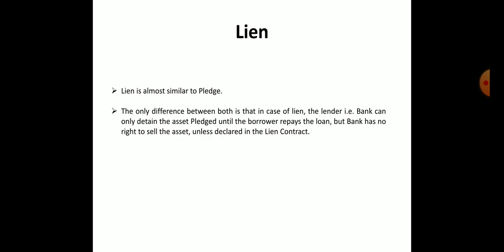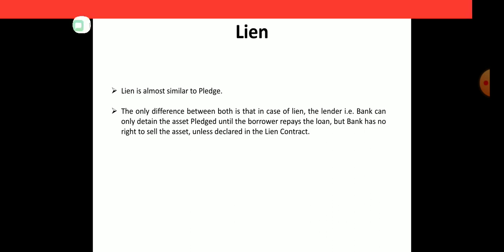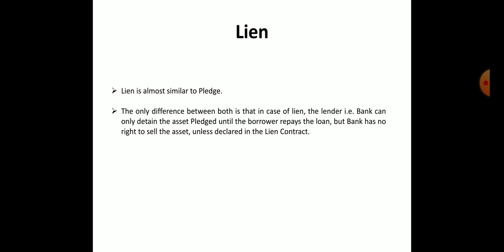Next is lien. Again, that is a similar type of pledge. Lien is almost similar to the pledge. The only difference between both is that in case of lien, the lender, that is the bank, can only detain the asset pledged until the borrower repays the loan, but the bank has no right to resell unless declared in the lien contract.